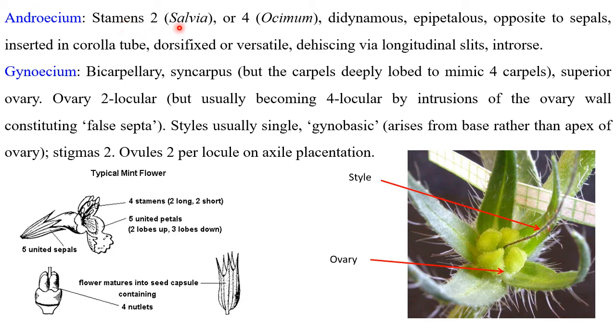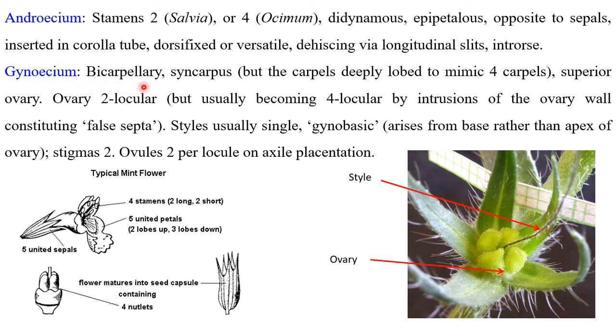Stamens are 2 in Salvia, or they are 4 in Ocimum. They are didynamous. Epipetalous condition is seen because, as you know, all gamopetalous families show epipetalous stamens. Stamens are opposite to the sepals, inserted in the corolla tube. They are dorsifixed or versatile, dehiscing via longitudinal slits, and they are introrse because the line of dehiscence is facing towards the side of the ovary.